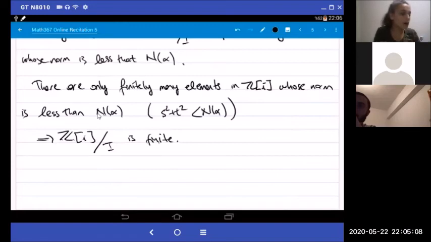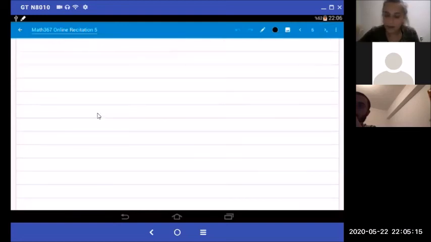Now, not this one, but I want to solve one more question about unique factorization domains. Just an easy one.